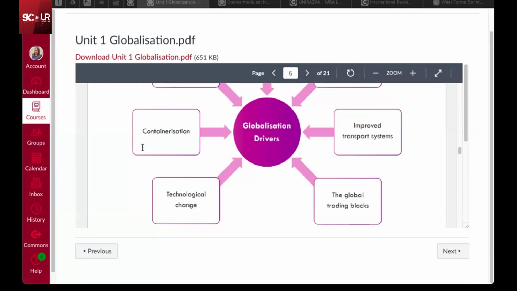Okay, so another driver of globalization that's not here, for example, is for a company to achieve higher rates of profit. One of the reasons why companies get involved in international business is because they want to increase or achieve higher rates of profit.